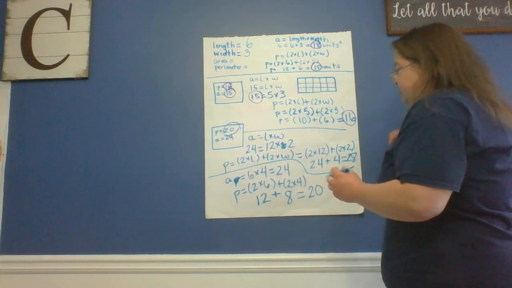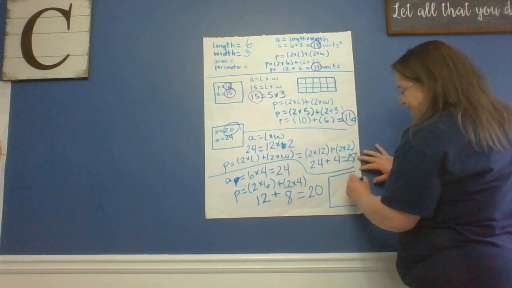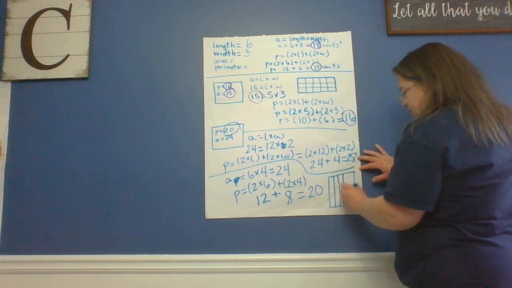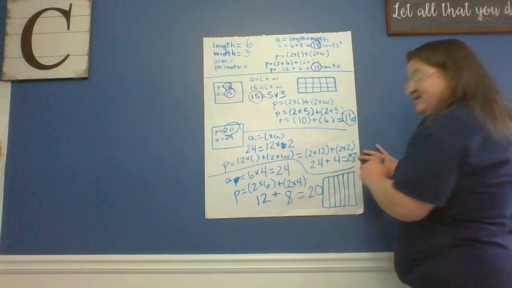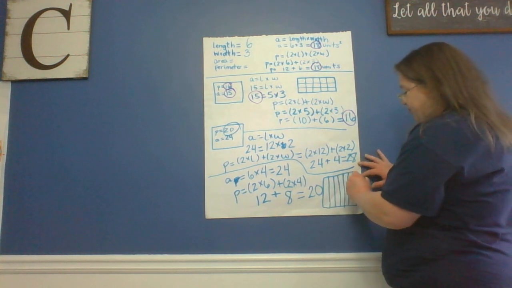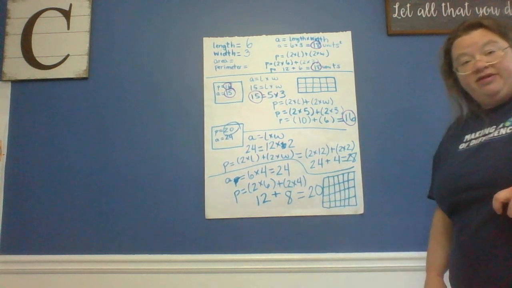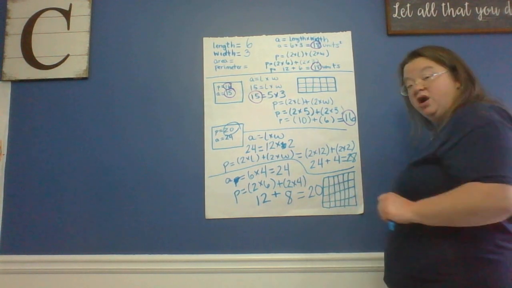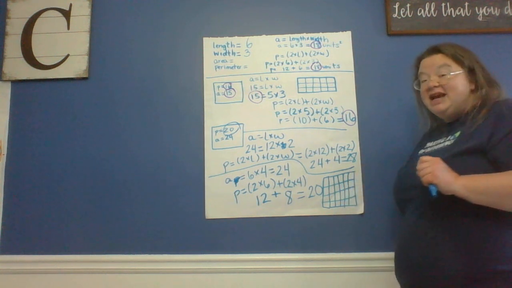So, if I were to draw a rectangle, oops, I didn't make it big enough. 1, 2, 3, 4, 5, 6 is my length. There's my width. Those are the numbers we just used. So we have 1, 2, 3, 4 wide, and 1, 2, 3, 4, 5, 6 long.